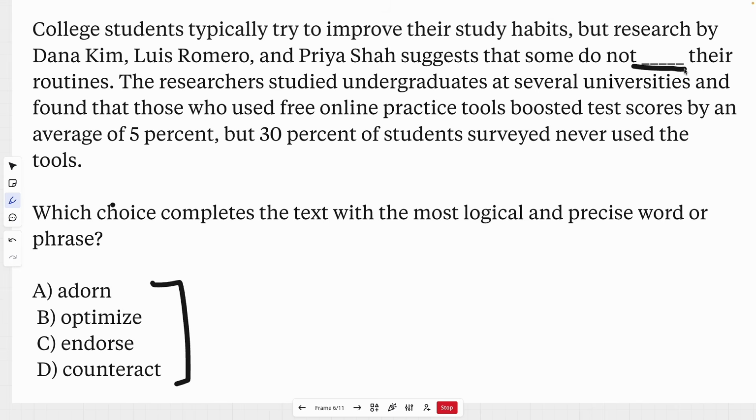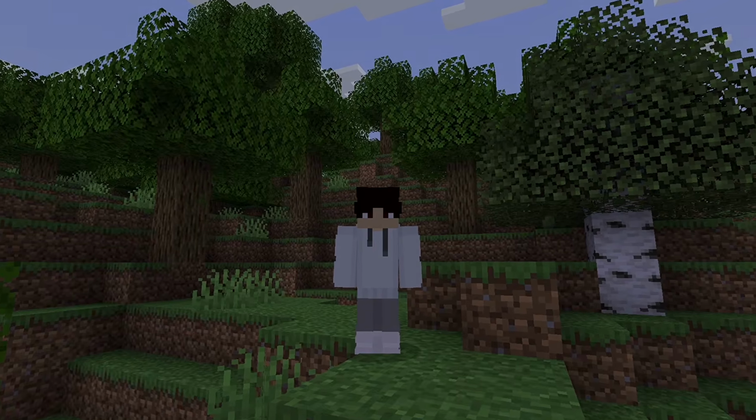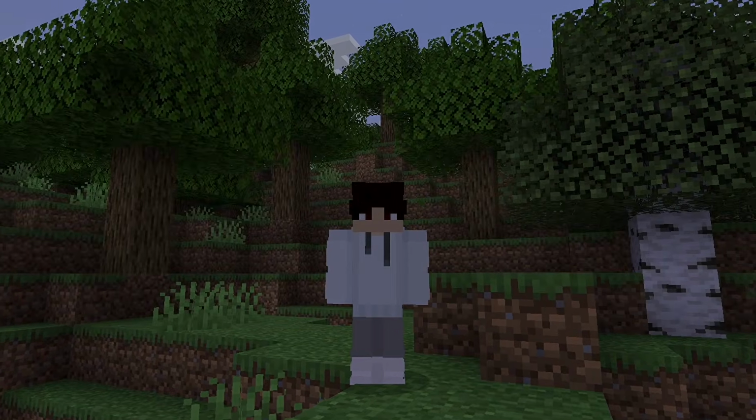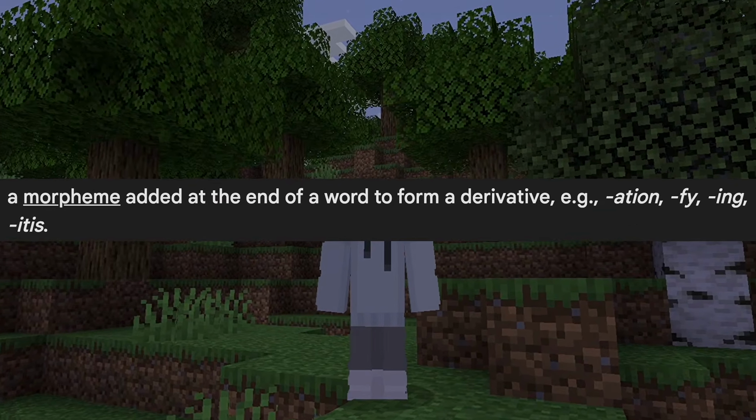Did not blank their routines. We're basically trying to find a word that says did not make the best use of their routines or did not make them as good as they could be. Adorn. When you see a choice like this that you may not know, you just want to essentially think what the word looks like it's saying and what the roots and the prefixes and the suffixes might indicate.